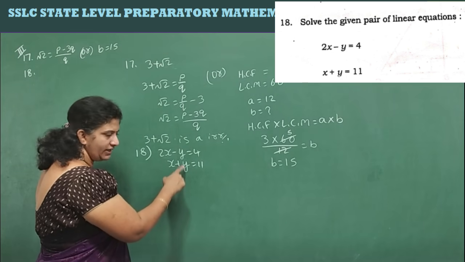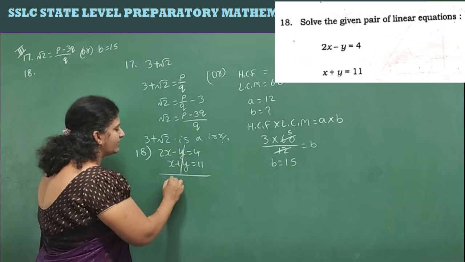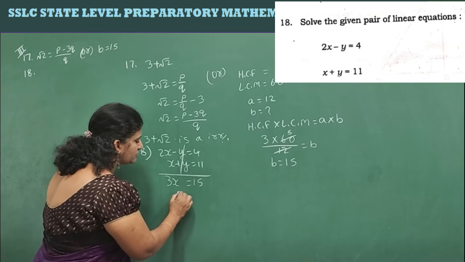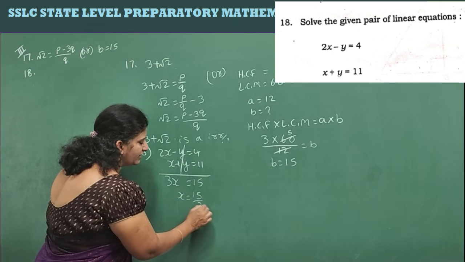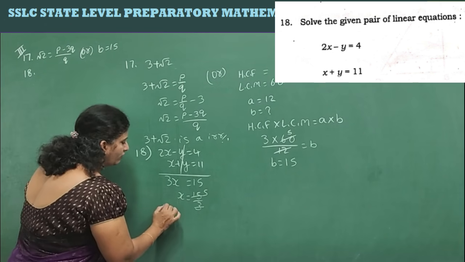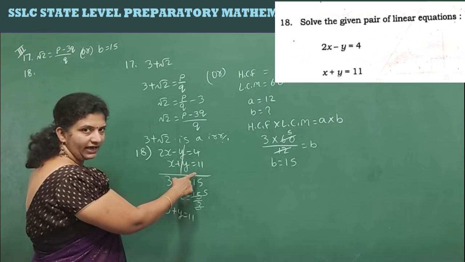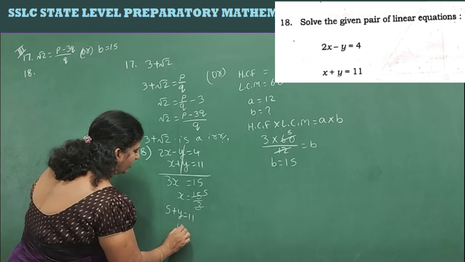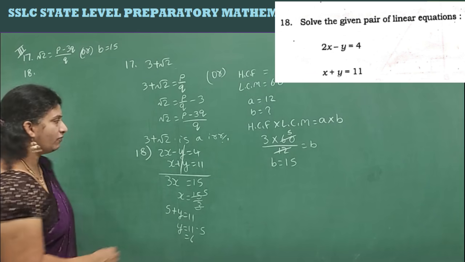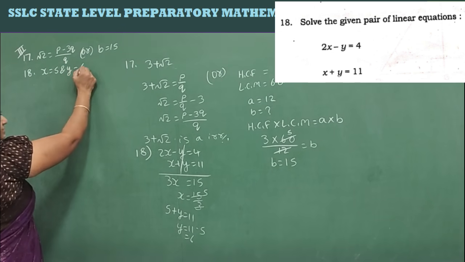Minus y plus y is already there, so directly I'll add the two equations. Cancel. 2x plus x will be 3x, 4 plus 11 will be 15. Transpose 3 to the other side, x is equal to 15 by 3, that is 3 5s are 15. This x value, substitute in any one of the equations. 5 plus y is equal to 11. I am substituting in the second equation. 5 plus y is equal to 11, y is equal to 11 minus 5, that will be 6. Finally, what is your x value? x value is 5 and y value is 6.